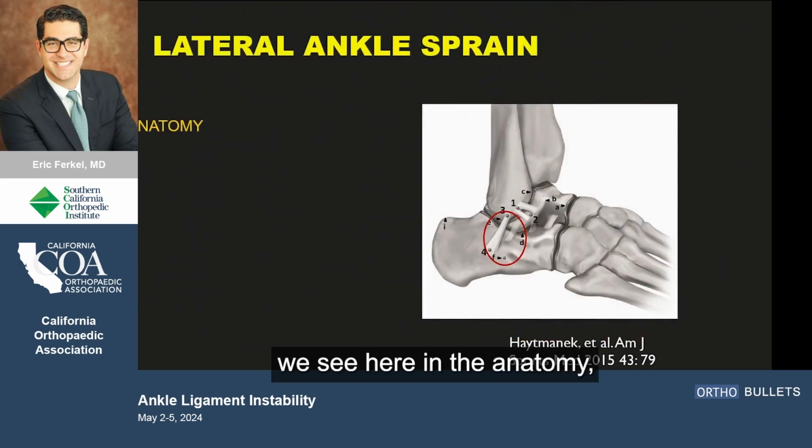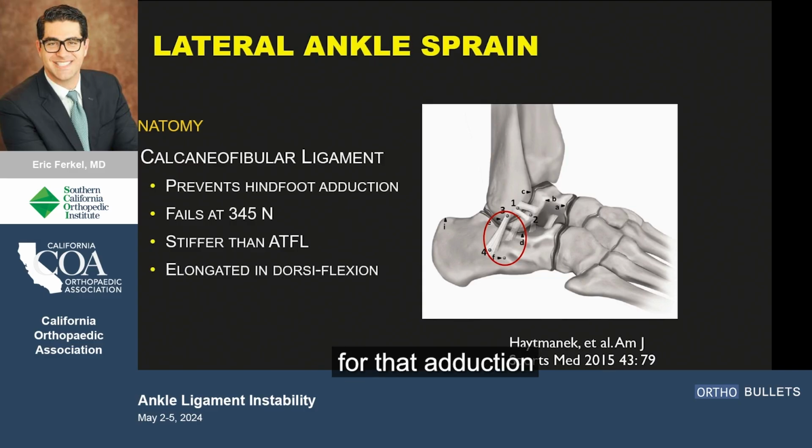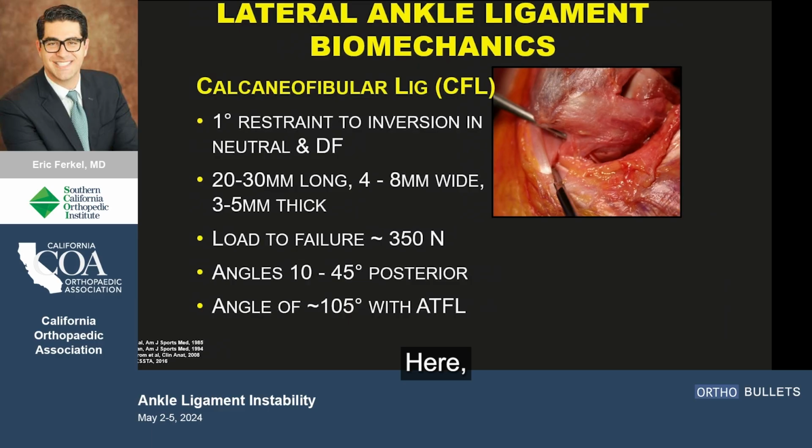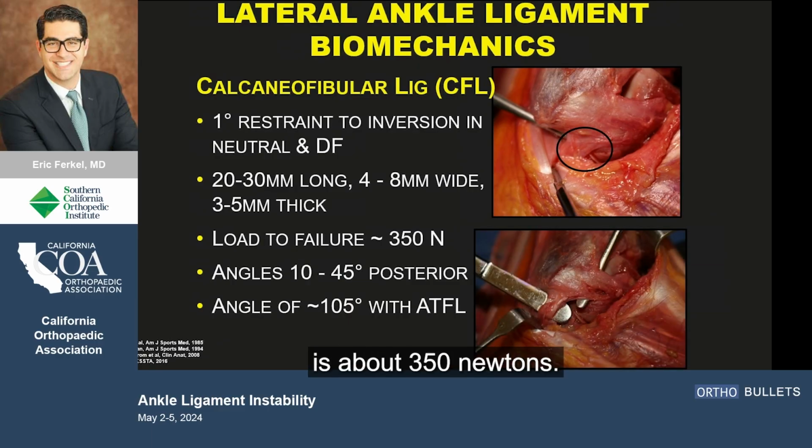On the CFL, we see here in the anatomy, it prevents hindfoot adduction. It's different than the ATFL, and elongates in dorsiflexion as opposed to plantar flexion. And it attaches from the fibular attachment down to the calcaneal attachment, just from the posterior point of the peroneal tubercle here. The primary restraint to inversion in neutral and dorsiflexion, and the load to failure is about 350 newtons.